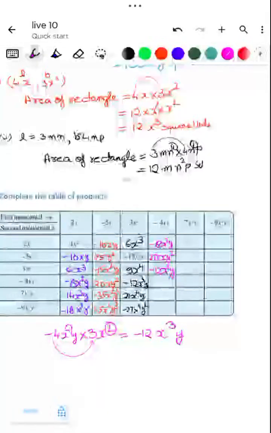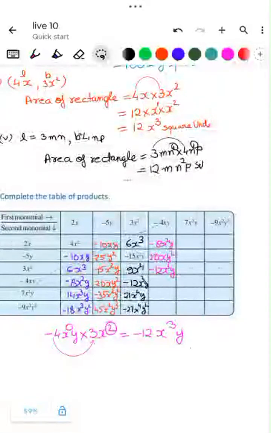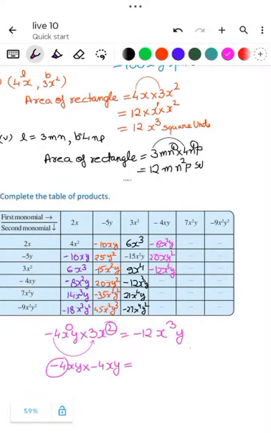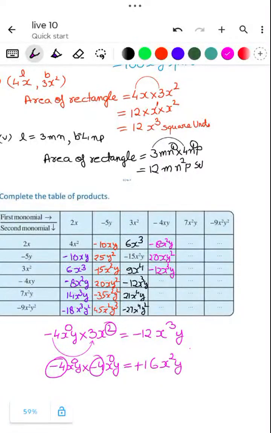Next is negative 4xy into negative 4xy. This is equal to negative 4 into negative 4, which is positive 16. x to the power 1 plus 1 is 2. y to the power 1 plus 1 is again 2. So this is 16x square y square.